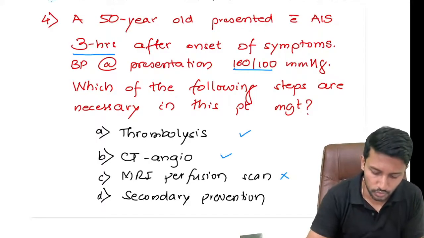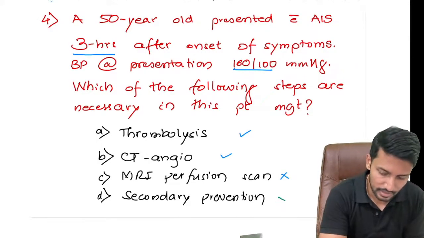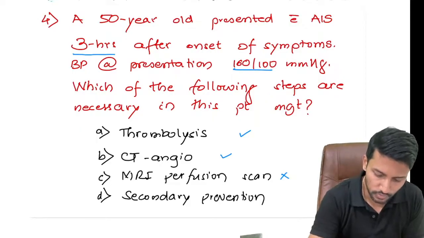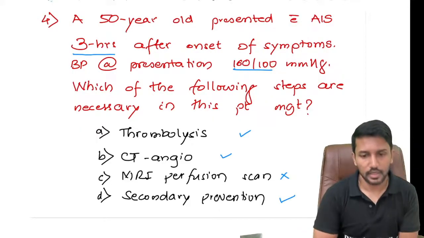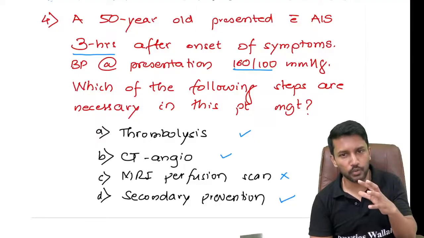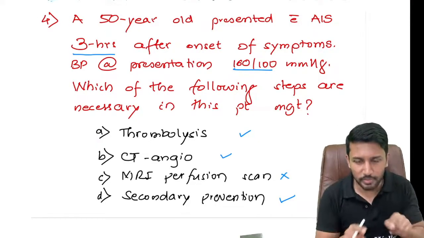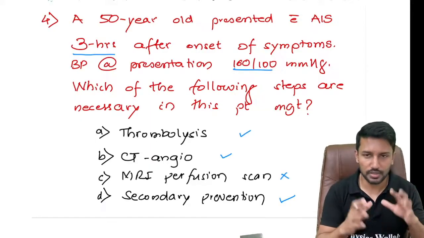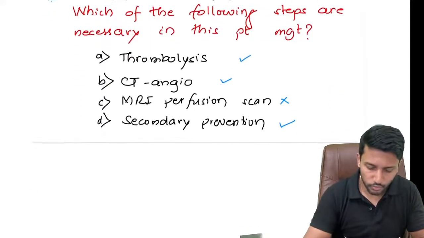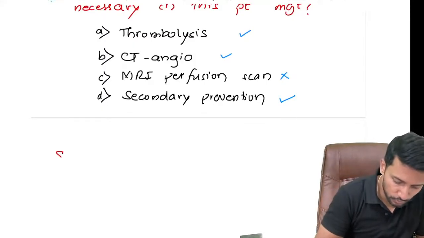Yes, for any case of stroke, we would require the secondary prevention. This is how we will approach the definitive management of stroke, right? So please memorize that flowchart and try solving more questions and you will get the essence of that. I will give you a few points about the secondary prevention before we sign off.